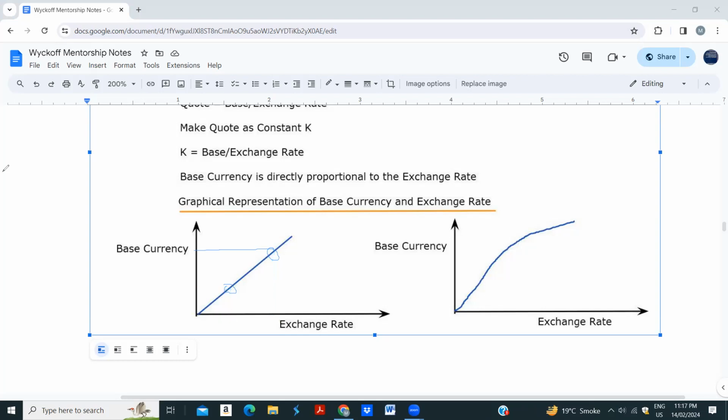Similarly, we can also show it from here. So we take this point and this point. This is the base currency. When the value of the base currency is decreased, the exchange rate is also decreased. When the value of the base currency is increased, the value of the exchange rate is also increased. So this is a directly proportional graph.